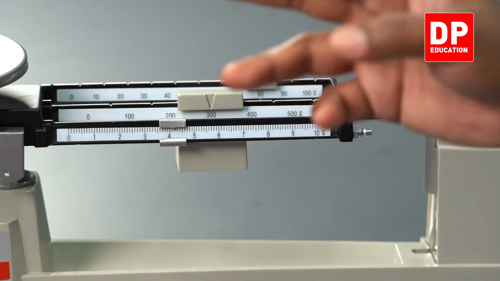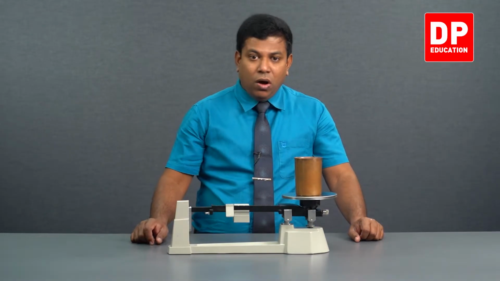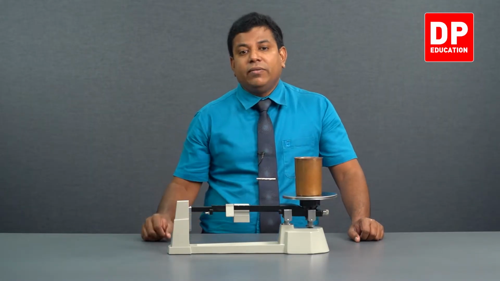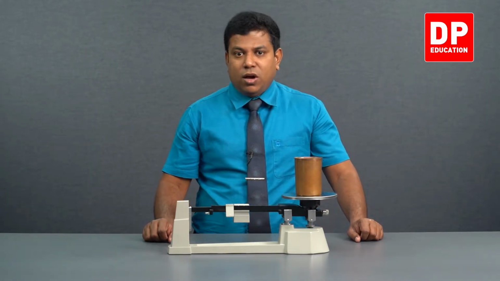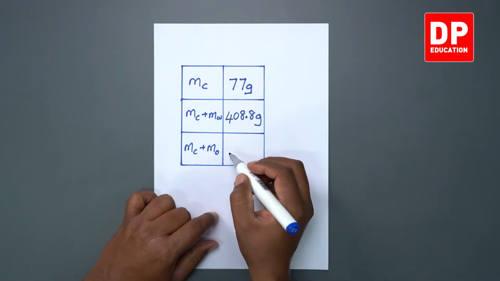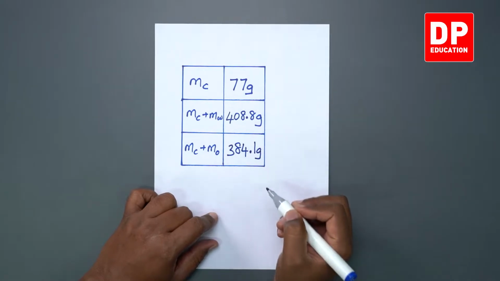384.1 grams is what we are getting. 384.1 grams. That's the mass of oil, the stirrer and calorimeter we have used. Let's write this down also in our table now. So MC plus MO, calorimeter plus stirrer and oil together, the weight is 384.1 grams. Let's write it here. 384.1 grams.